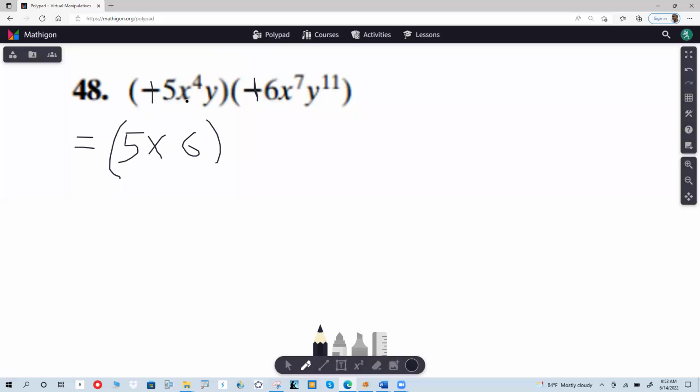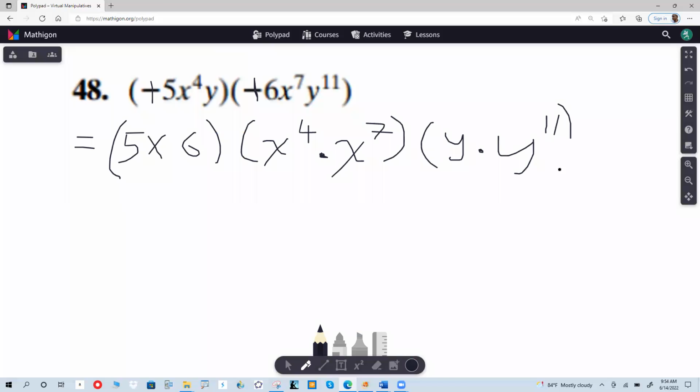Everything is being multiplied, guys. x to the 4 times x to the 7. I'm going to ignore the multiplication sign because it kind of looks like x. I'm going to use a dot for at least these problems. Okay, this one I'm going to do for you. 5 times 6 is 30. Who's going to tell me what x to the 4 times x to the 7 is, guys? What's x to the 4 multiplied by x to the 7? 11. Thank you very much.